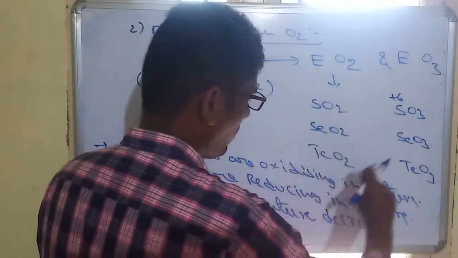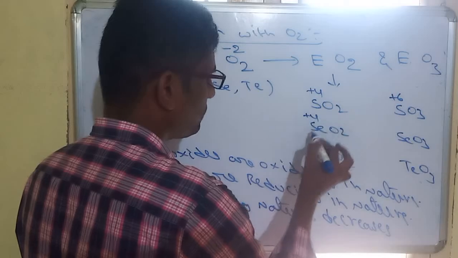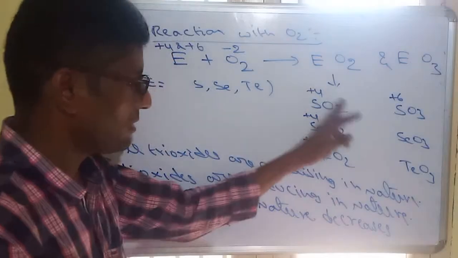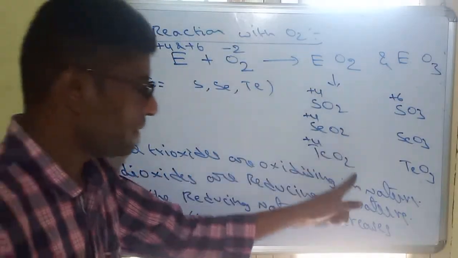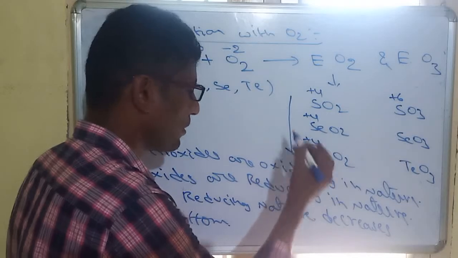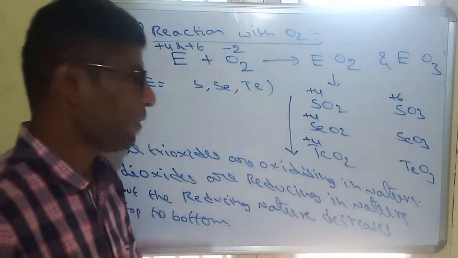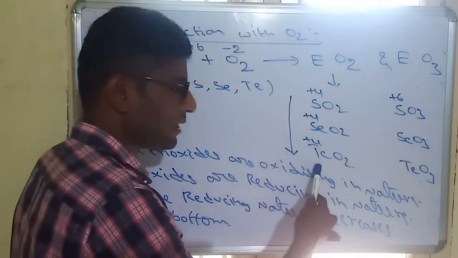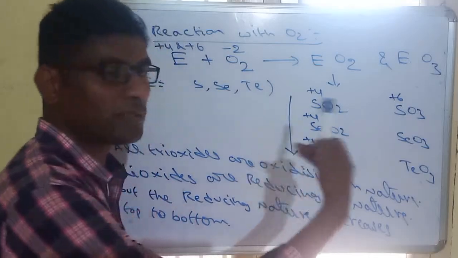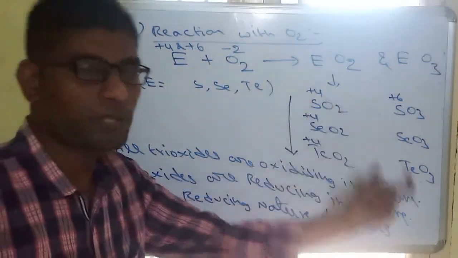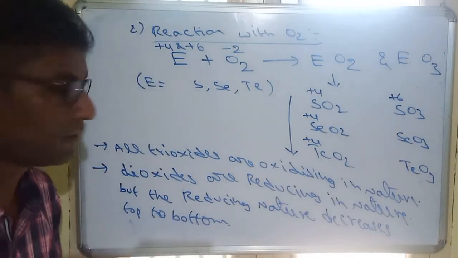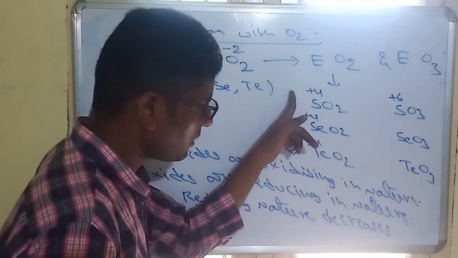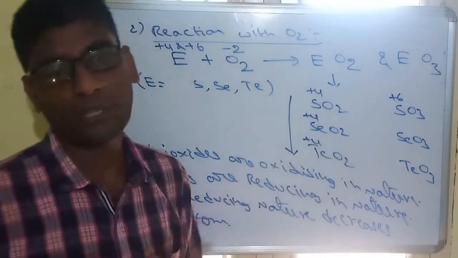Why say this? Here the oxidation number is +4 and here it is +6. Because of the high charge, these are oxidizing and these are normally reducing. But that reducing nature decreases top to bottom. Why? Because when moving top to bottom, the bond dissociation energy decreases. Tellurium has a bigger size, so it easily releases oxygen. Whenever it is releasing oxygen, that is called an oxidizing agent. An oxidizing agent loses oxygen. Sulfur dioxide is reducing, and finally TeO2 is an oxidizing agent.